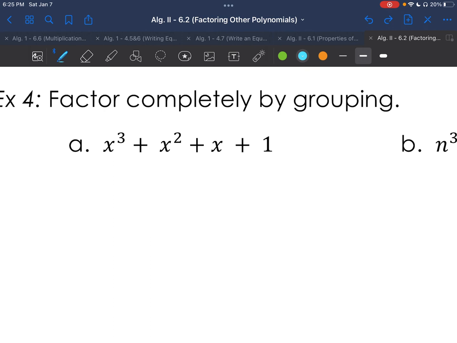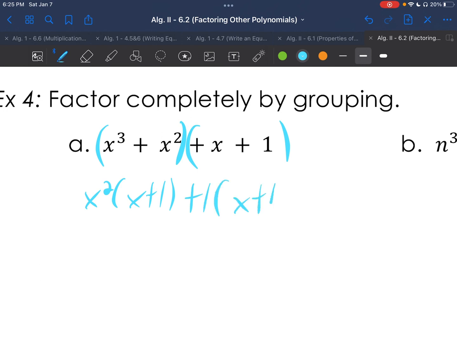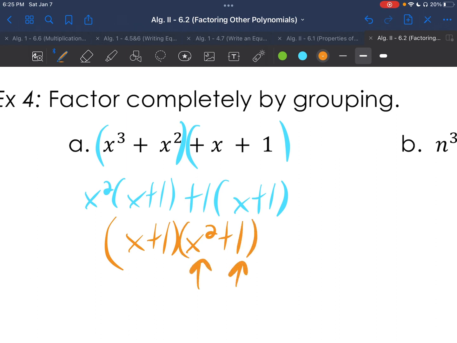On letter A, we have the first two group, the last two group. And by the way, if there is a GCF to start, you always take one out, but there isn't on any of these. The first two have an x squared in common, and you're left with x plus 1. The last two just have a 1 in common, nothing else, so we take x plus 1 and put that in parentheses. Parentheses match, you put that in front and get x plus 1. The second set is the leftovers, x squared plus 1. And even though x squared and 1 are both perfect squares, we can't continue because there's addition, not subtraction.